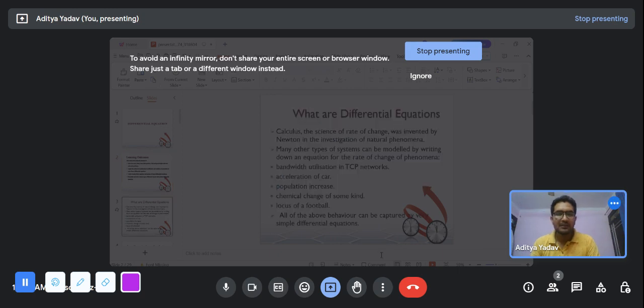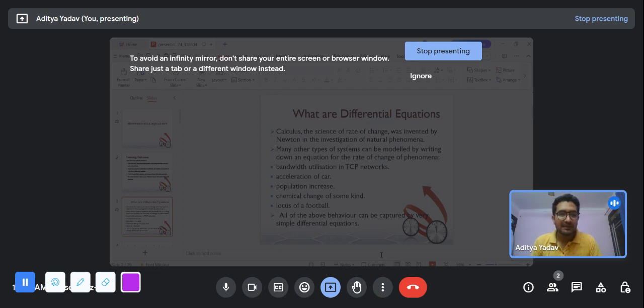Next. So, firstly, what are differential equations? A differential equation is basically a rate of change of one variable with respect to another variable. Basically, a differential equation is the rate of change of some variables with respect to some other variables.